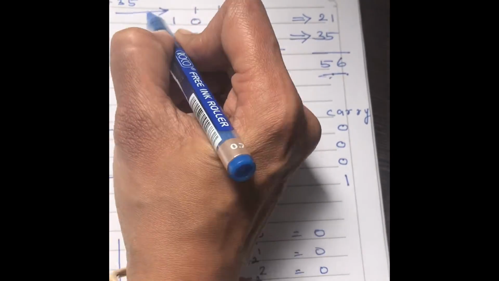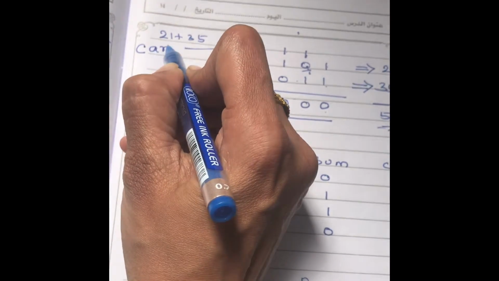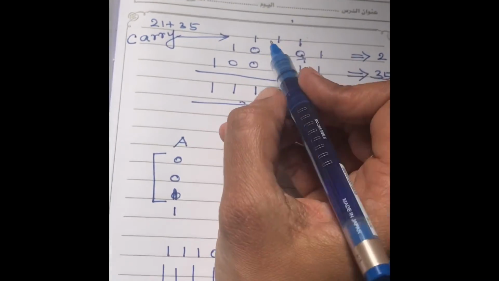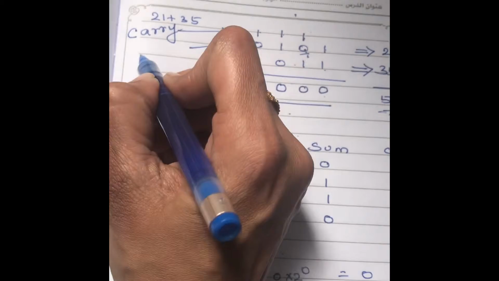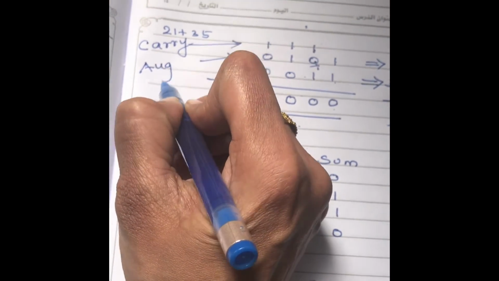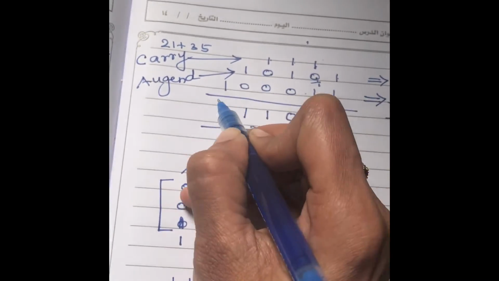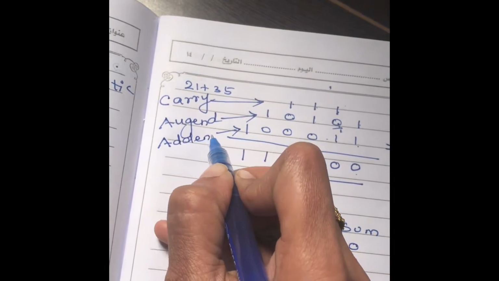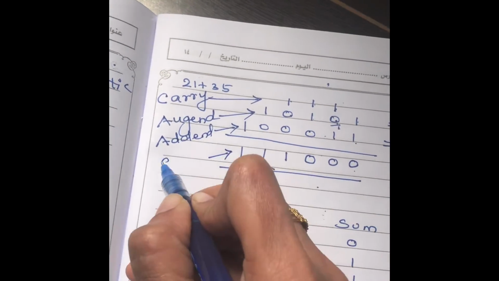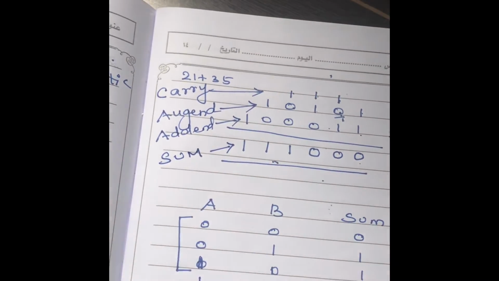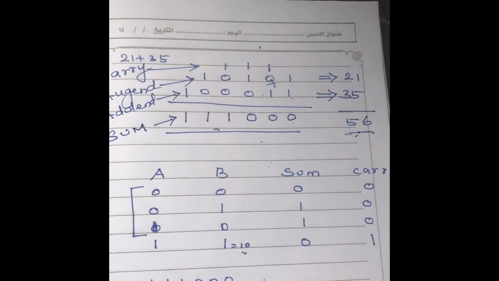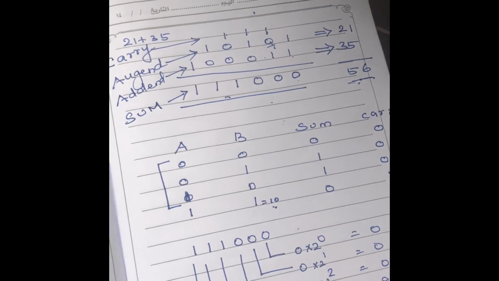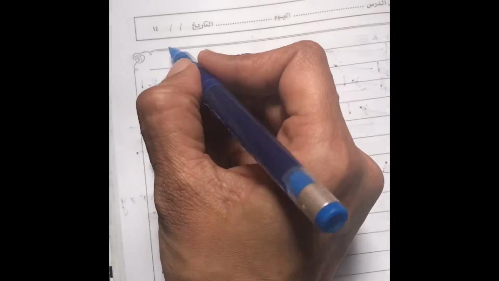This is what we call carry, and this we call augend, and this we call addend. Finally, this is your answer. We call it the sum. The same principle applies with subtraction also.